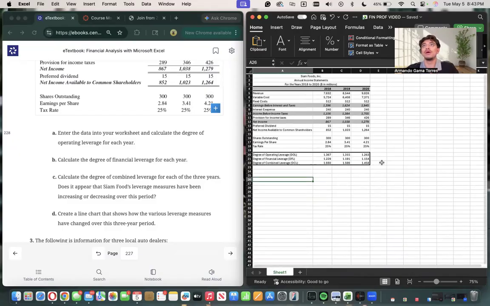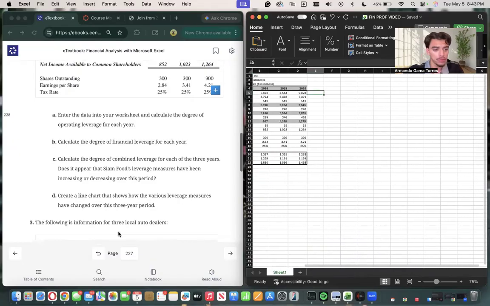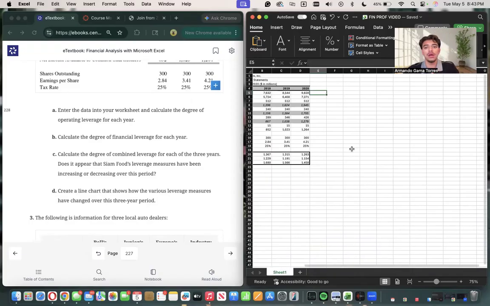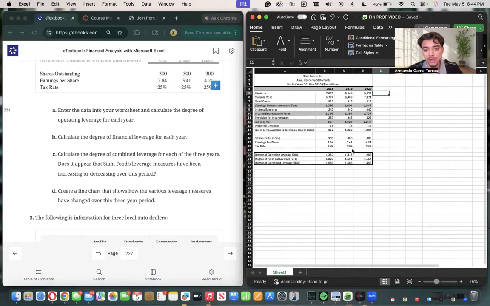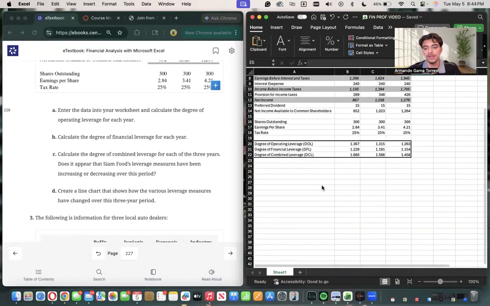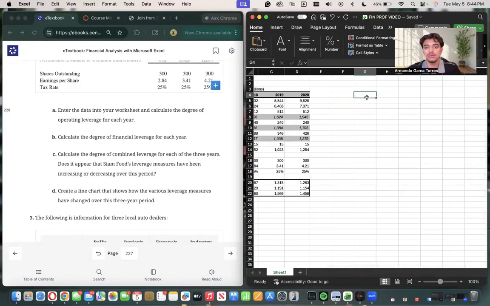All righty. Well, in this case, we move on to the next part where we create the line chart. It's a pretty complex line chart, depending on which one you want to use, to show the various leverage measures that we've calculated here, for all three: DOL, DFL, and DCL. Just so we can create the line chart, I'm going to rewrite the data here.